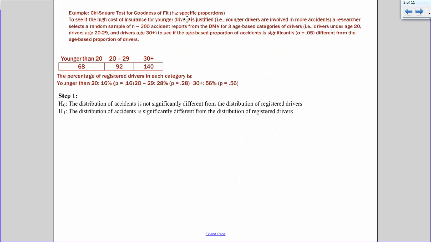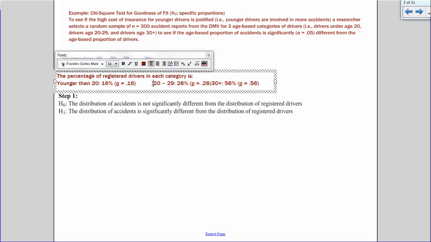So now we're doing a hypothesis test examining specific proportions. We have the same observed frequencies here, but now our expected frequencies are going to be based on the proportion of drivers for each age group in the population. So 16%, or P equals 0.16, of drivers are younger than 20. Between ages 20 and 29, let's make this a little prettier.